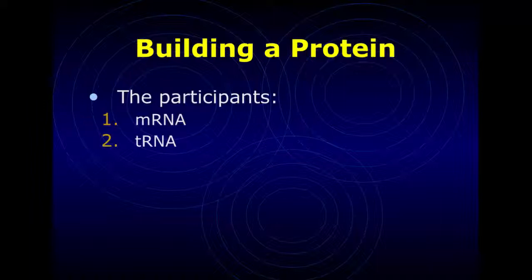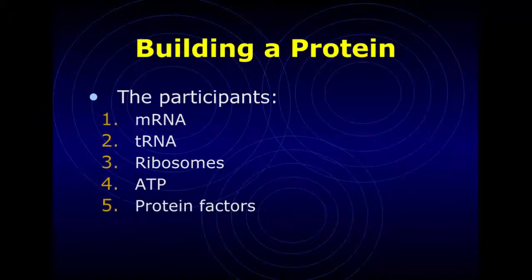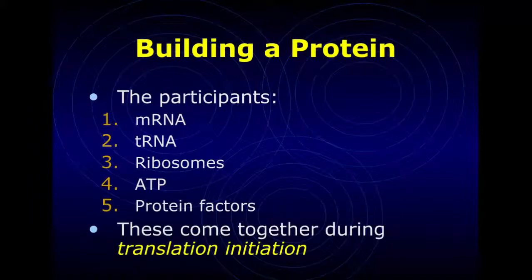We need some transfer RNAs. Remember, transfer RNA is what carries in the amino acids, brings them into the play. We need some ribosomes. Ribosomes are where protein synthesis occurs. We need some energy, and that's going to come in the form of ATP. And we need protein factors. Okay? All of these are going to assemble during what's called translation initiation. They all sort of gather at the transcript and form a translation complex, which is then going to begin the work.